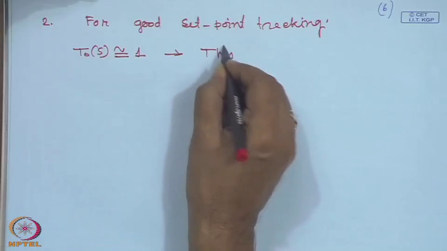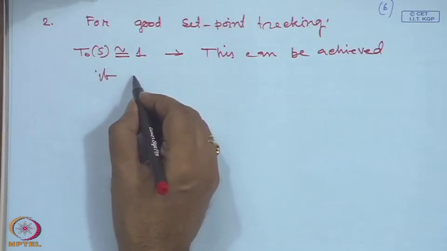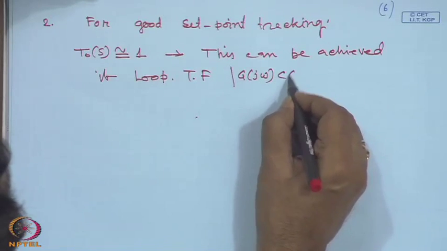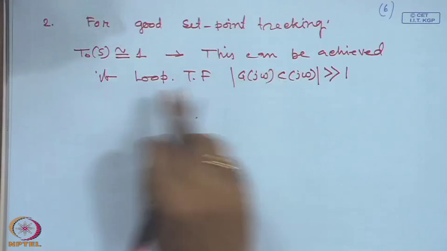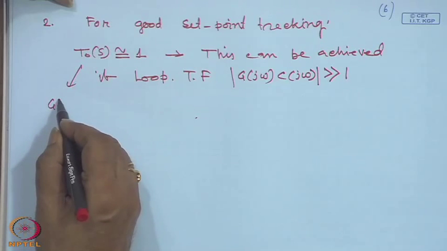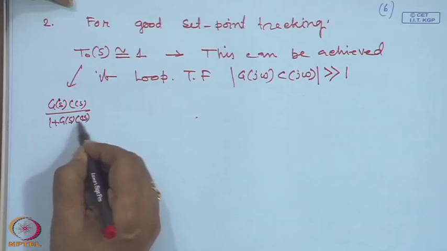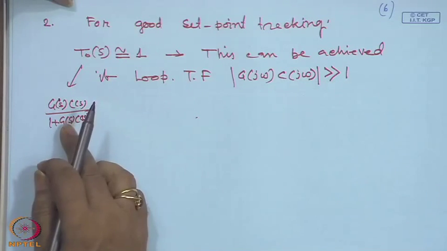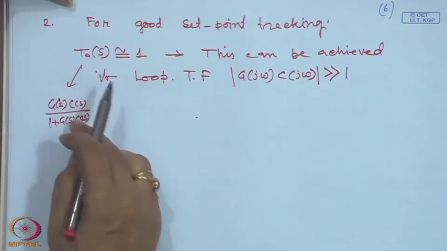This can be achieved if the loop transformation, mod of G of j omega C of j omega, is very, very greater than 1. Now, what is T0 of S? It is C G divided by 1 plus C G, that is G S C of S over 1 plus G S C of S, with S equal to j omega. If this quantity is very much greater than 1, then 1 is neglected compared with this one. So, this cancels, and it will be 1.